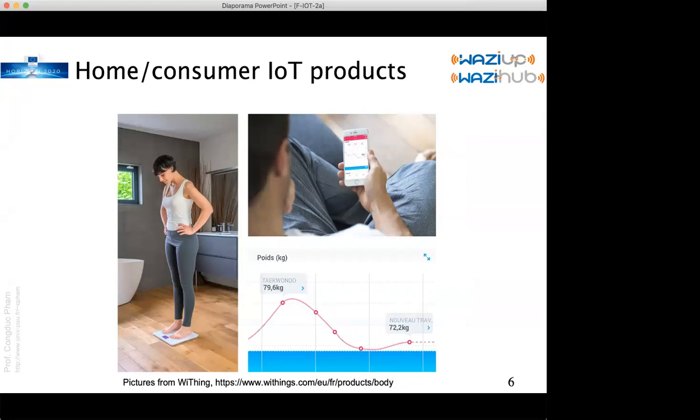Of course, you do have several levels of what we call Internet of Things. You have what we call the home consumer Internet of Things, with home appliances, household appliances. Here in these pictures, you see a person with a weight scale connected to a smartphone to monitor the evolution of the weight. This is something that can be considered a home consumer IoT product.